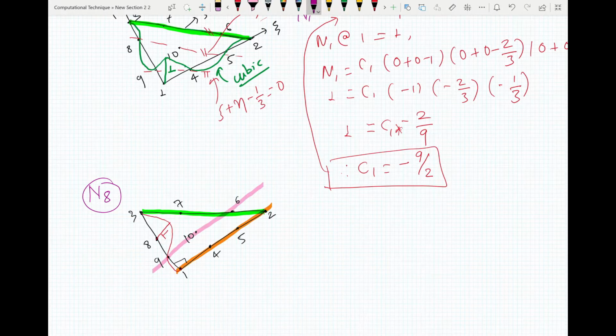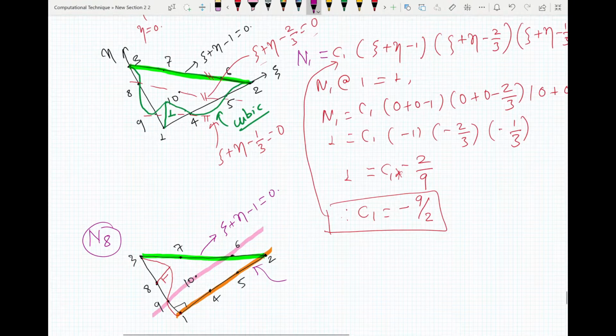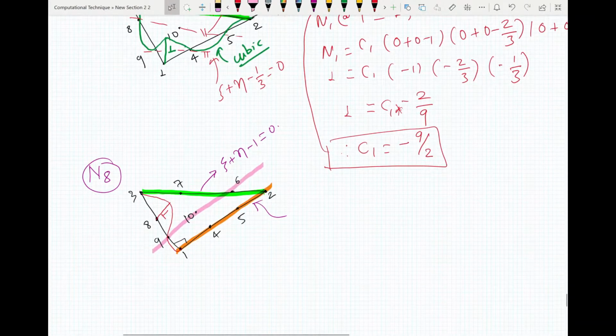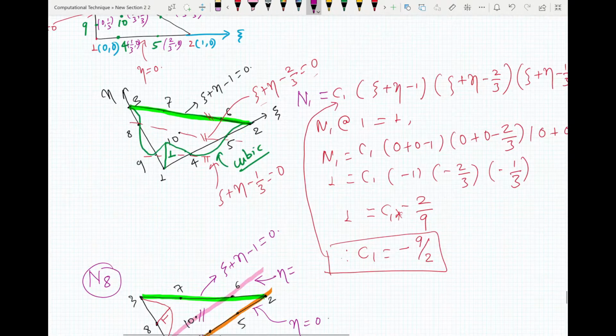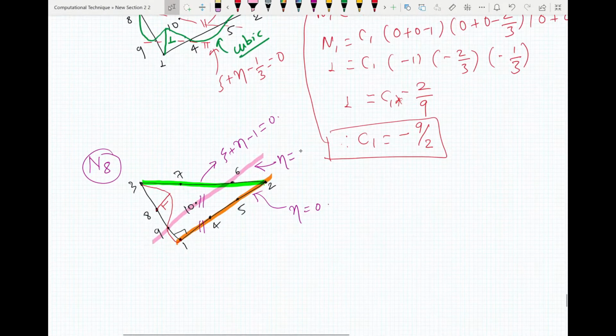Now the equation of the line joining 2 and 3 is xi plus eta minus 1 equals 0. The equation of this line here, 1, 2, is eta equals 0, and since this one is parallel to it, it must also be of the form eta equals something. Let's see what the value is. That's 1 by 3, so this will be equal to 1 by 3.